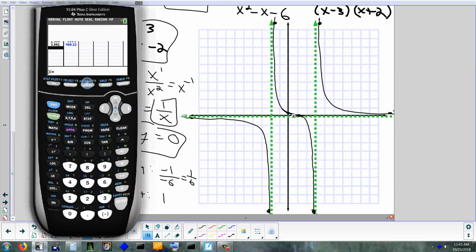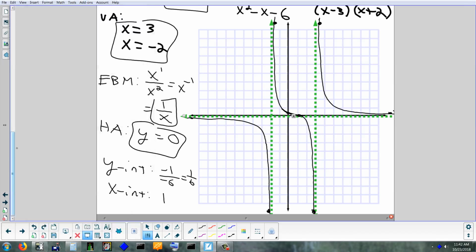All right, let's hit graph and see how we did. Okay, not bad. It's hard to get the exact curvature. It looks like it's a little flatter in the middle than I drew. That's okay. But we got the basic idea of it. Any questions on that sketch?